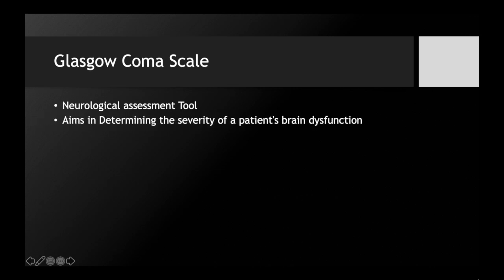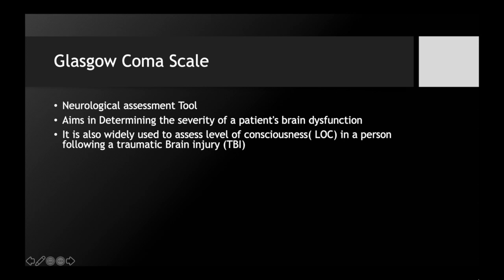Now the Glasgow Coma Scale is a neurological assessment tool, and it aims to determine the severity of a patient's brain dysfunction. So how severe the brain dysfunction is, is determined by the GCS scale. Also, it is used to assess the level of consciousness in a person. So how conscious is the person following a traumatic brain injury? That is also determined by the GCS scale.